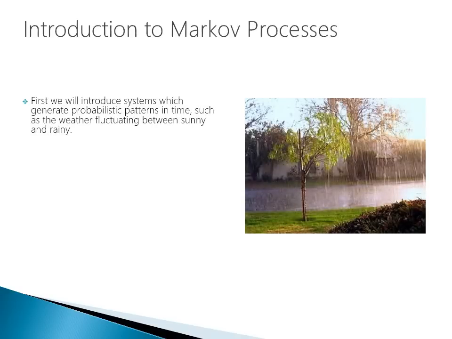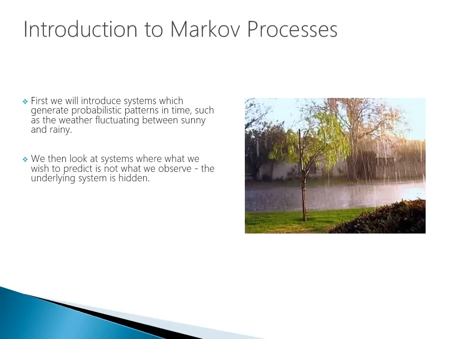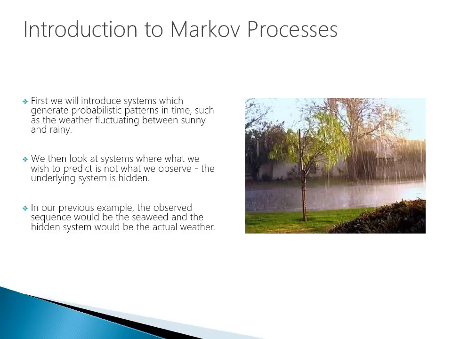First, we will introduce systems which generate probabilistic patterns in time, such as the weather fluctuating between sunny and rainy. We then will look at systems where what we wish to predict is not what we observe. The underlying system is hidden, and we'll get into this in the next couple of slides. In our previous example, the observed sequence would be the seaweed, and the hidden system would be the actual weather.